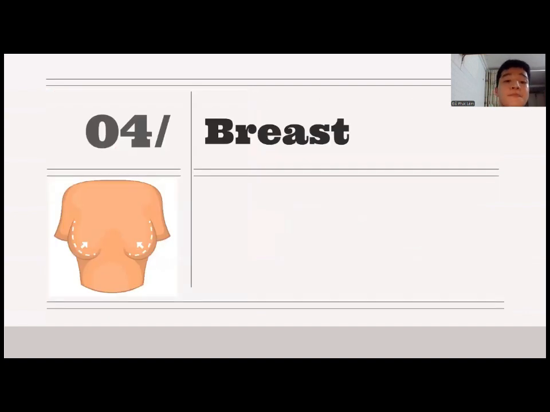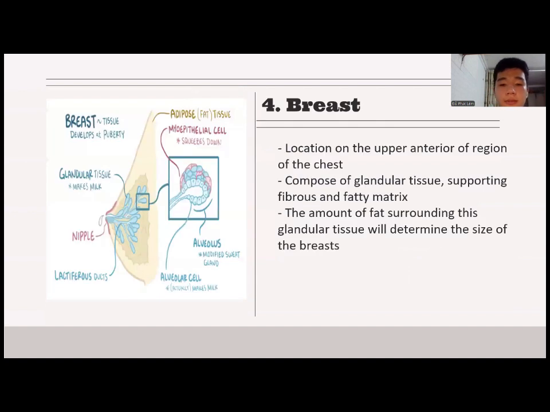Part 4 is the breast. The breast is located on the upper anterior region of the chest. It's composed of glandular tissue supported by a fibrous and fatty matrix. The amount of fat surrounding this glandular tissue will determine the size of the breast.